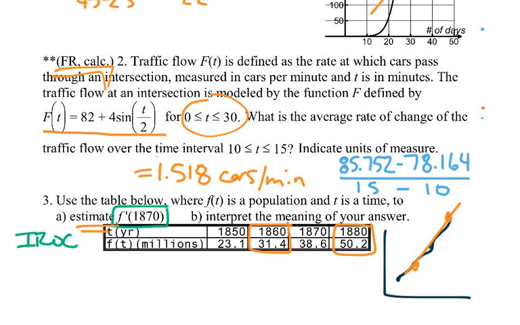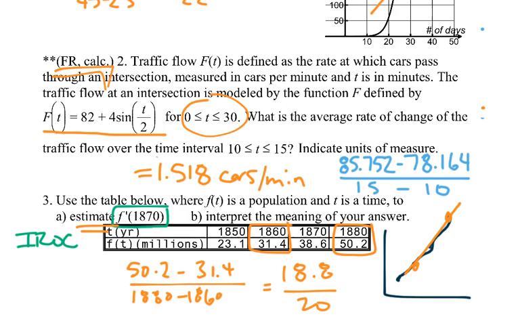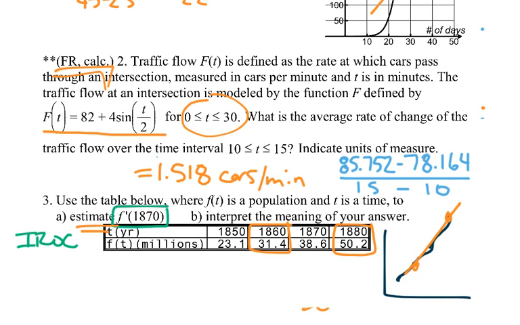So the y values are the populations, so we want to do 50.2 minus 31.4 divided by 1880 minus 1860, and if we do the math there, we should get, I think, 18.8 over 20, which is 0.94 million people per year. So another way to write that would be 940,000 people per year.